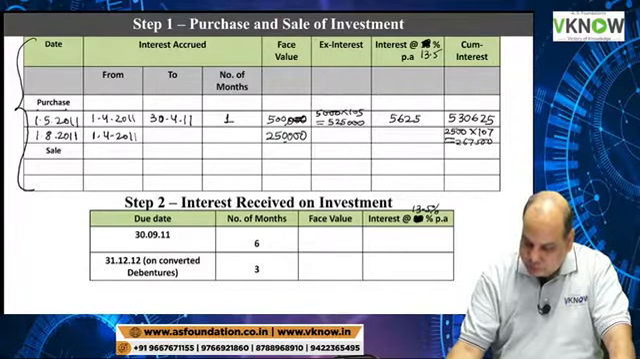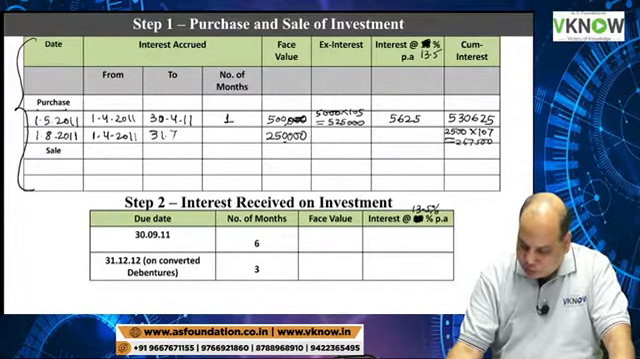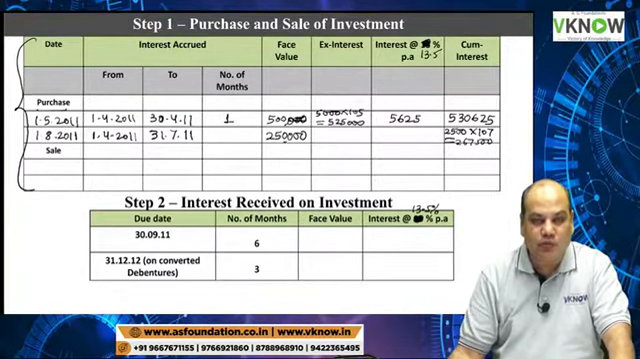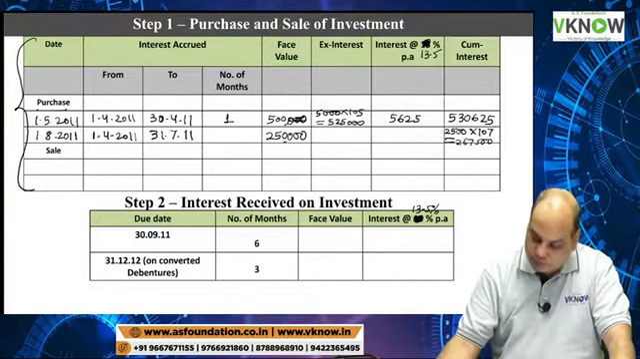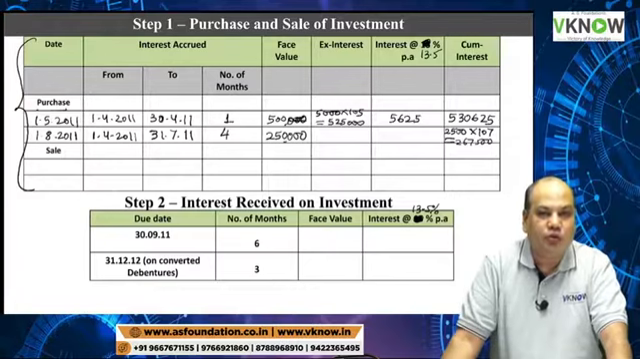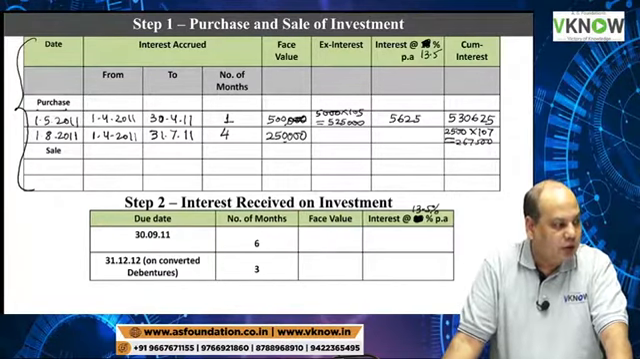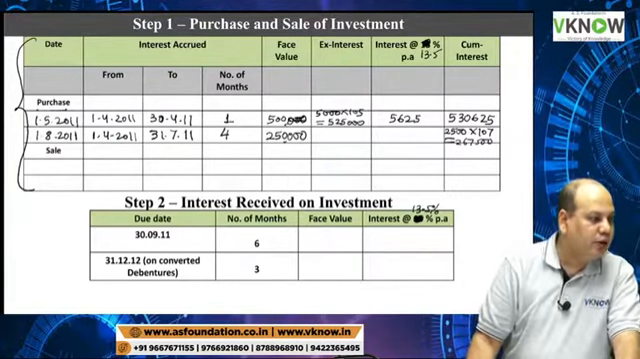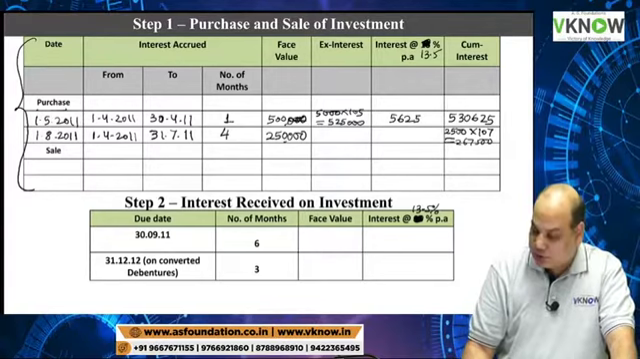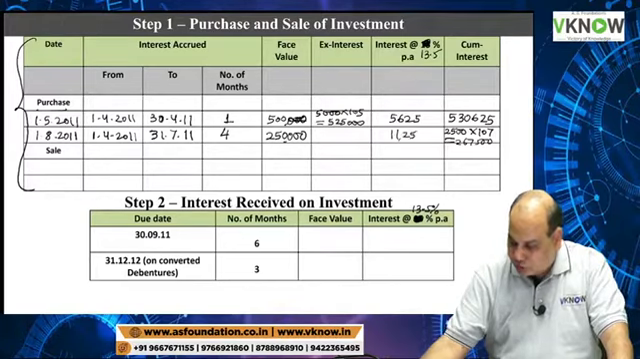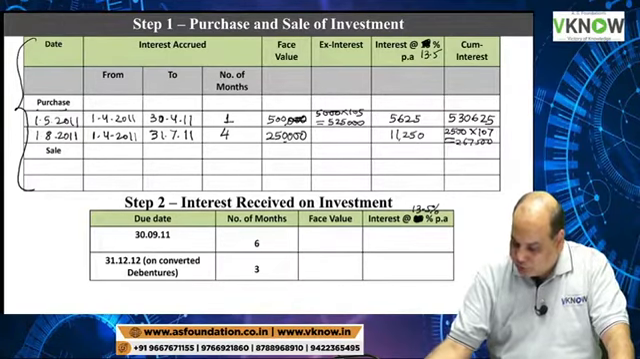to 31st July 11, or you can write 1st August 11: April, May, June, July. That is 4 months. So you will calculate interest on 2,50,000 into 13.5% into 4 by 12. So the interest comes to 11,250. Now do reverse working and find out ex-interest price.